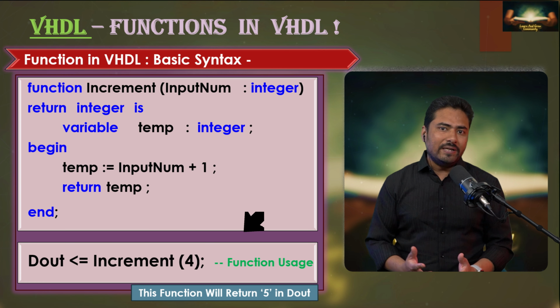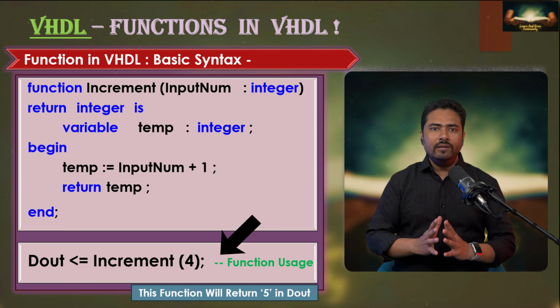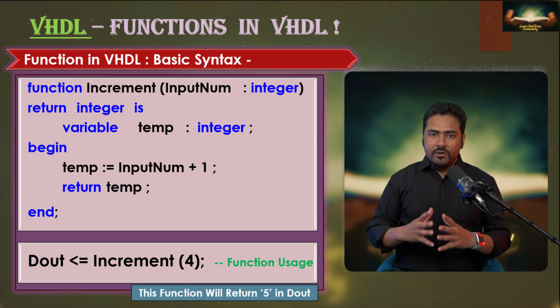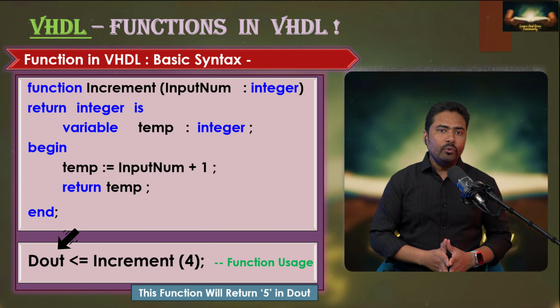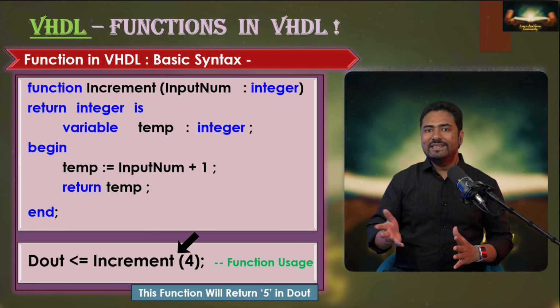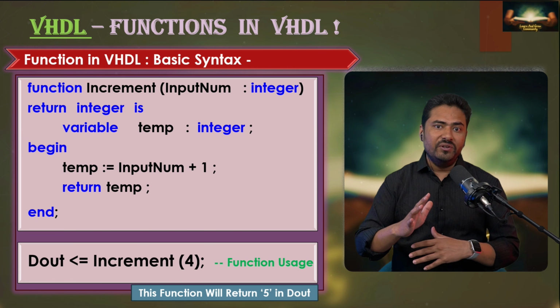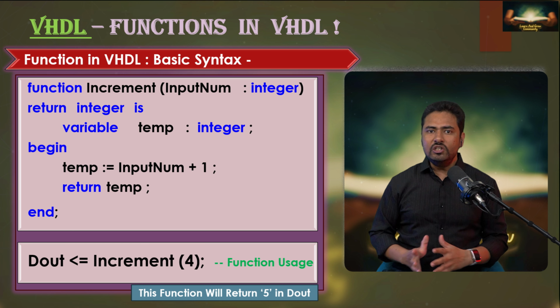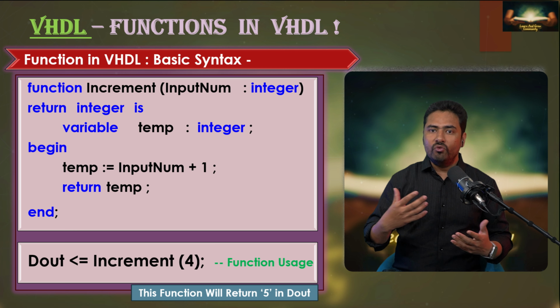Now, at the bottom section of this code is an example of how to use this function in our VHDL code. So I have written dout <= increment(4); Means we are passing integer number 4 to this function, and this function will give you output 5.